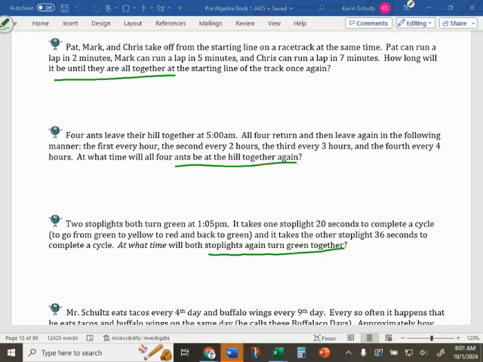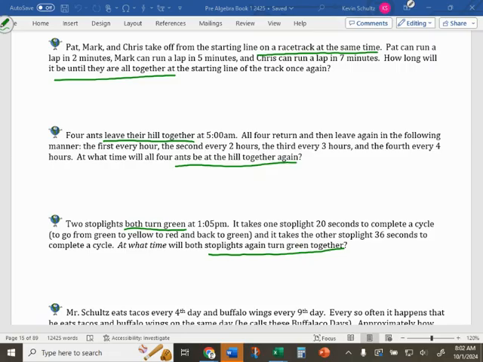Notice how they all start too. Pat, Mark, and Chris all take off from a racetrack at the same time. 4 ants leave their hill together. 2 stoplights both turn green, right? For least common multiple, something is happening. When will that happen again? That's kind of your clue to a least common multiple question. Something happens, when will it happen again? Okay? So, with that in mind, let's start with Pat, Mark, and Chris.